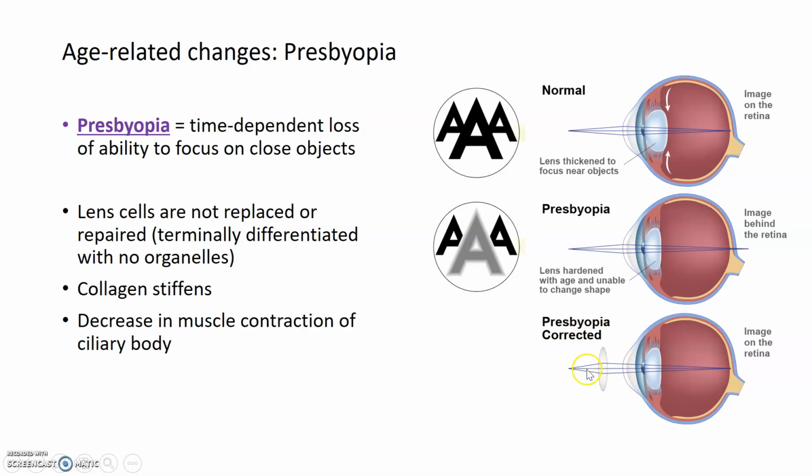presbyopia by adding an additional lens in front of it, like glasses or contact lenses, to focus that image in the correct place again. And not only does the collagen stiffen in the lens to make this condition happen, there's also a decrease in the amount of muscle contraction of the ciliary body that changes the shape of the lens, which can contribute to presbyopia as well. So a combination of too stiff of a lens and not enough muscle contraction of the ciliary body means that the lens doesn't change shape the way it needs to. And luckily, this is something that can be pretty easily corrected with glasses.